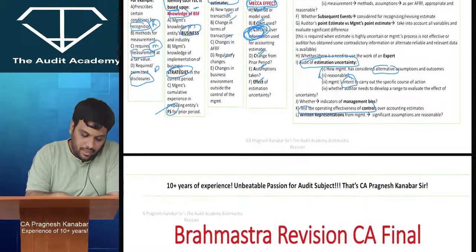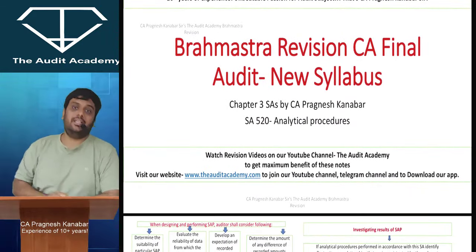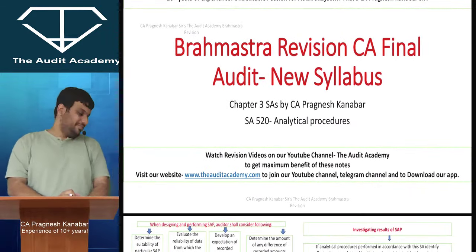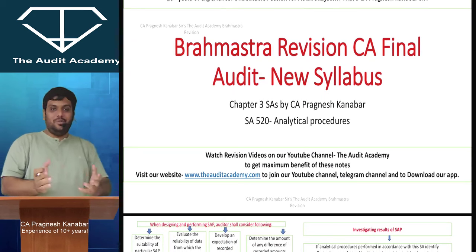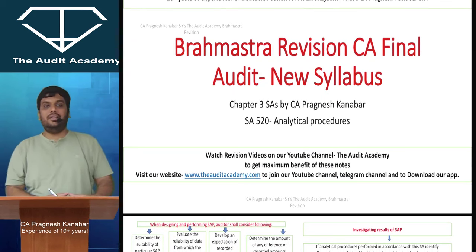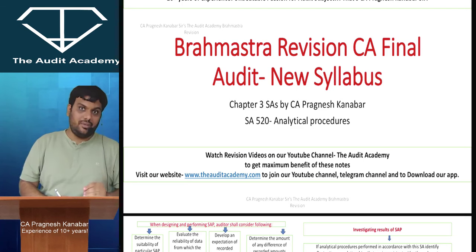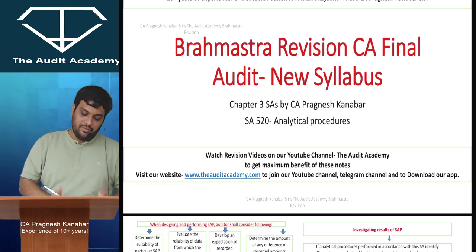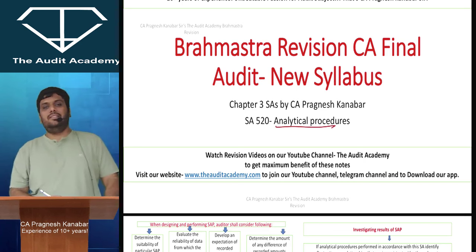Okay. Now everyone over here, the last essay for chapter 3 essays, and that is SA 520 analytical procedures. I don't think students need me in SA 520 analytical procedures, but because the institute has discussed some concepts, I have printed those couple of concepts. We'll just go through that very quickly. So analytical procedures is nothing but the ratios, comparisons, trend analysis and stuff.